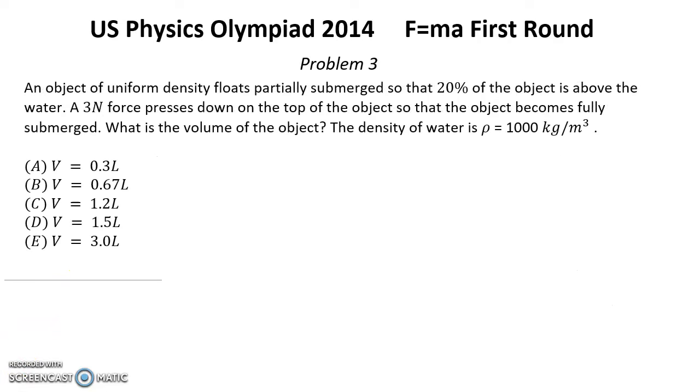Problem 3. An object of uniform density floats partially submerged so that 20% of the object is above the water. A 3 Newton force presses down on the top of the object so that the object becomes fully submerged. What is the volume of the object? The density of water is 1000 kilograms per cubic meter.